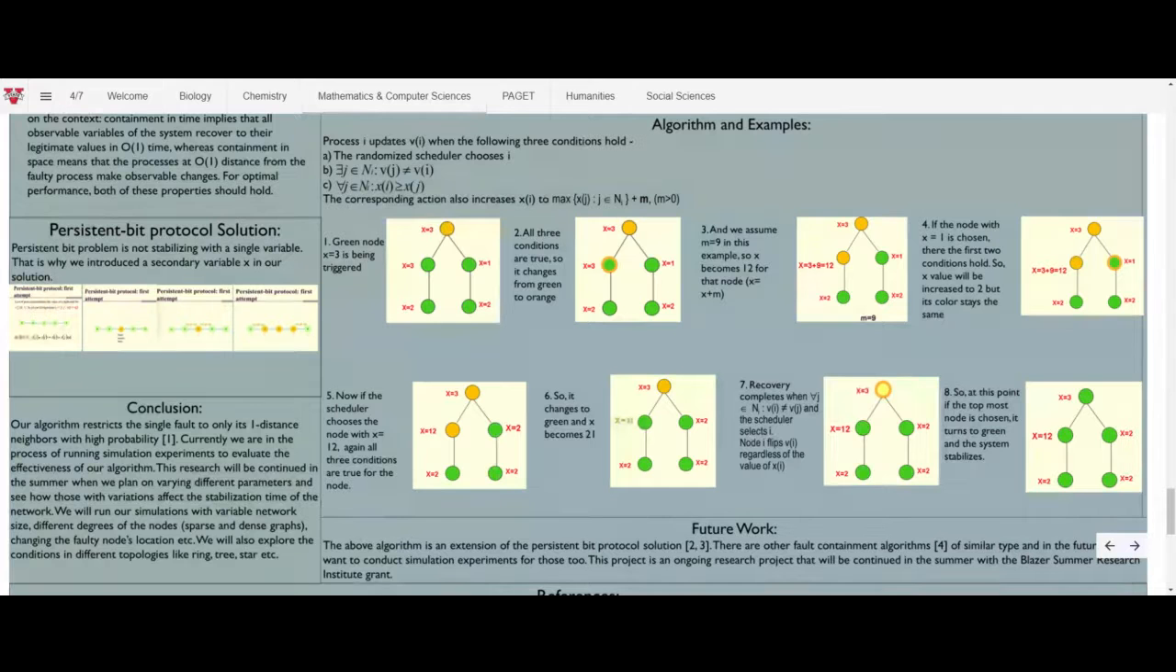We will run our simulation with various network sizes and different degrees of nodes. We will also explore the conditions in different graphs like ring graphs, tree graphs, and star graphs. So right now we're just talking about problems and defining what it is that we're doing.